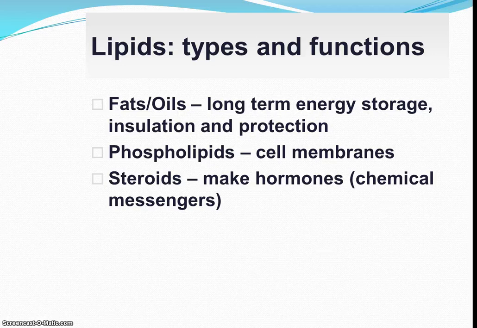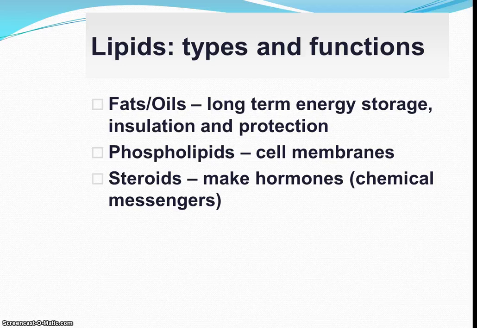So the functions: fats and oils are going to be long-term energy storage. Right, people who have lots and lots of fat are more insulated, which means that they are going to hold in heat better, so it's for heat protection and insulation. It is also to physically protect your organs from physical shock, which is a good thing. Some fat is very good. It lines all of your internal organs to make sure that if they were to get hit, then they wouldn't be damaged as much.